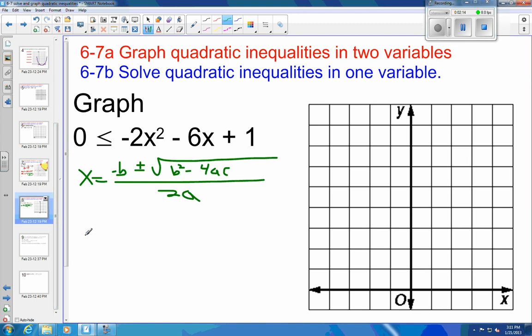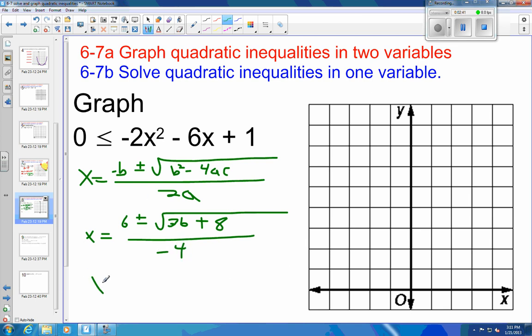So x is going to be equal to negative b. b is a negative 6, so that's a positive 6 plus or minus the square root, and 6 squared is 36, minus 4 times negative 2 is negative 8 times 1, so that will be a positive 8 here, all over 2a, so all over negative 4.